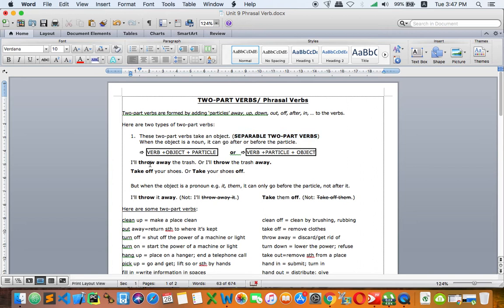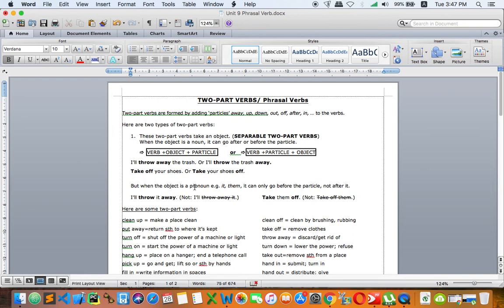For example, I throw away the trash. Or you can say I throw the trash away. So it's either way. In one form, the trash, which is a noun, the object, comes at the end, and in the other we use the trash in between. That's what we call a separable phrasal verb. Another one: take off your shoes, or you can say take your shoes off. So you can write either way.